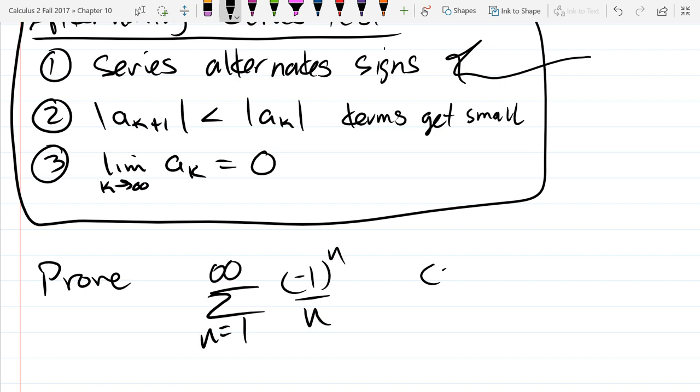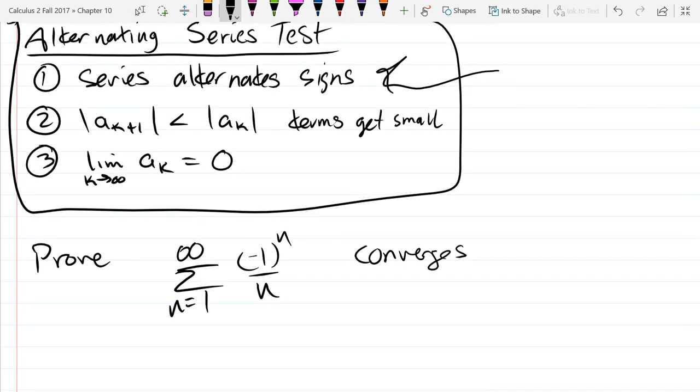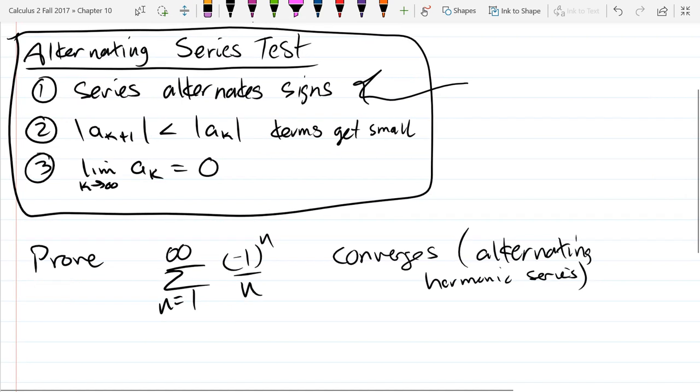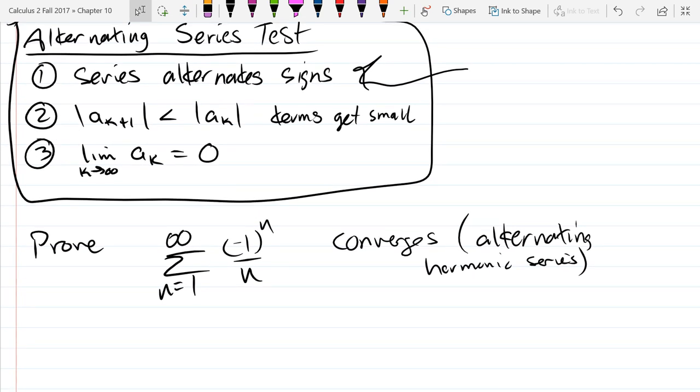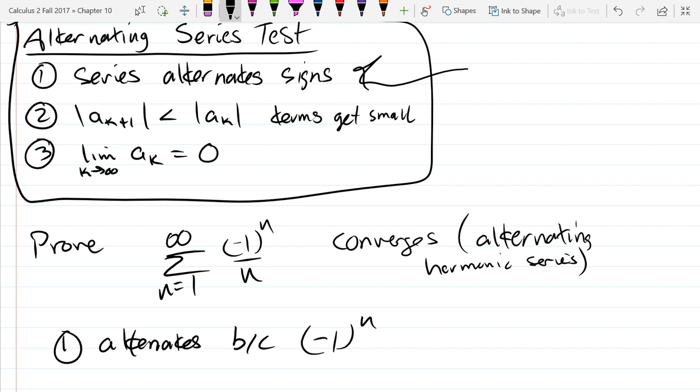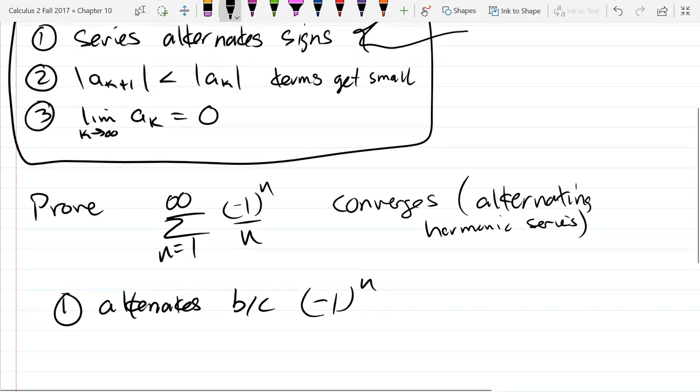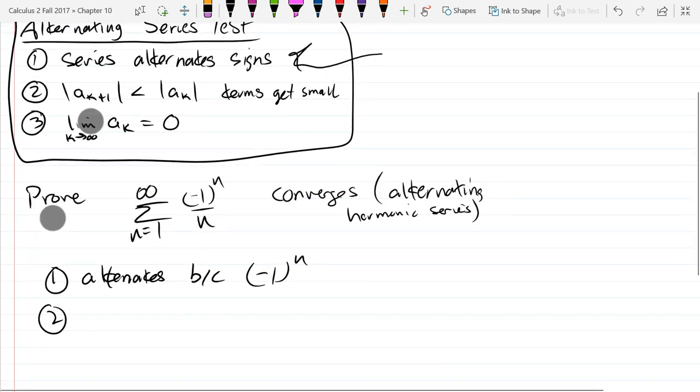So prove this converges. This is called the alternating harmonic series. All right, I want you to prove it right now. Number one should be really obvious. It alternates because negative 1 to the n makes it alternate. All right, so prove number 2 and prove number 3.